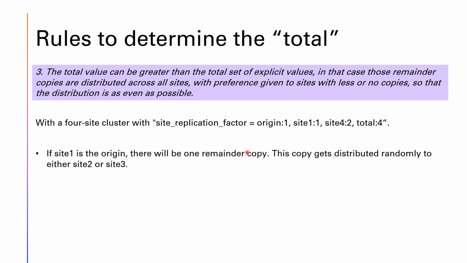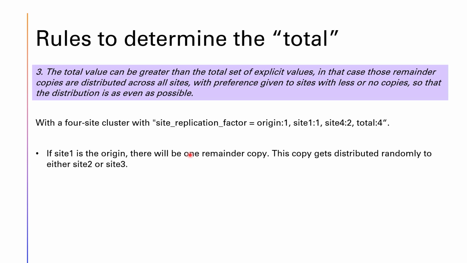There will be 1 remainder copy, and that will get distributed randomly between site 2 and site 3, because there is only a single copy and I have 2 sites to look into. So Splunk will automatically pick 1 site randomly and place that copy there. Now we are talking about sites. Just be careful: when Splunk does this internally, it will place that copy in a peer, a search peer, right? Site is a logical, conceptual idea. Peer is the actual, physical concept.